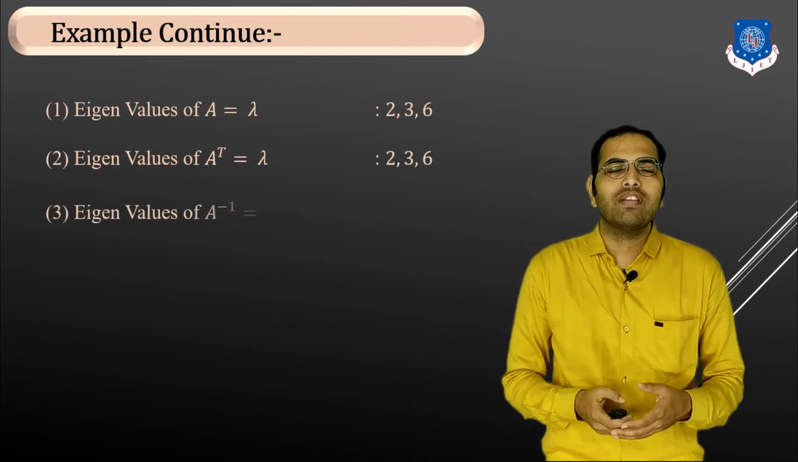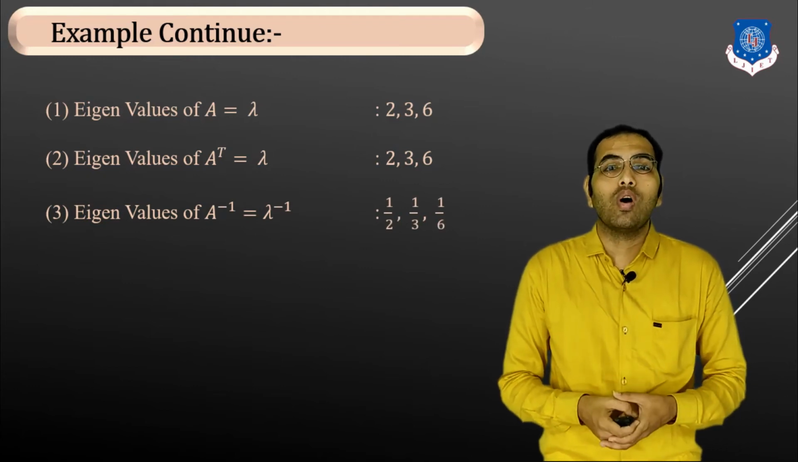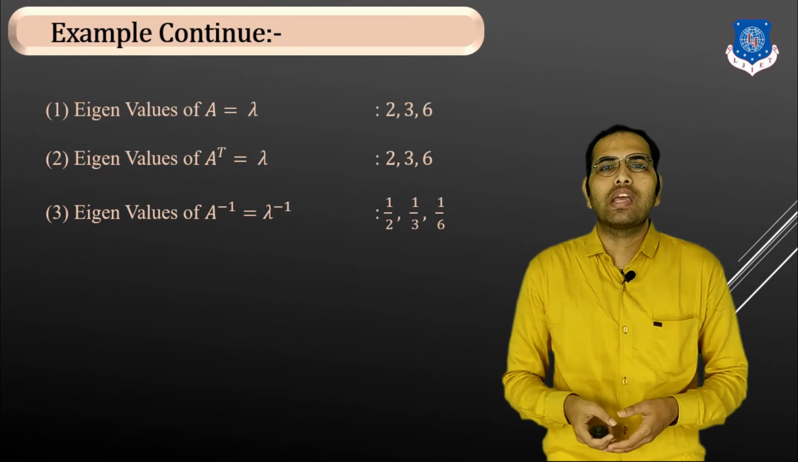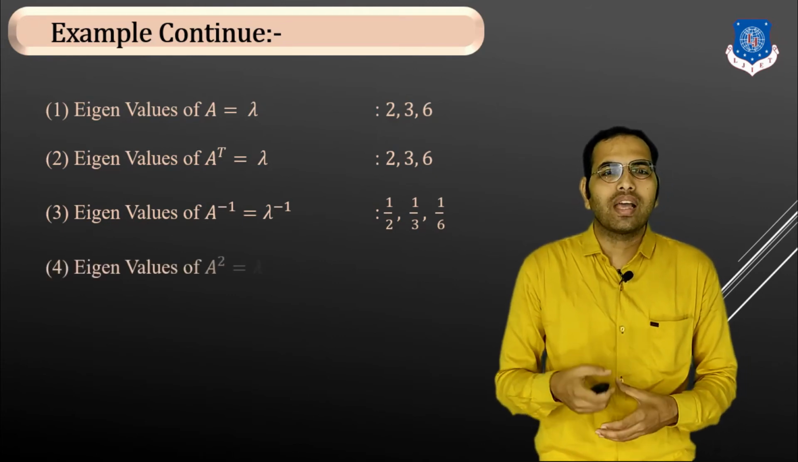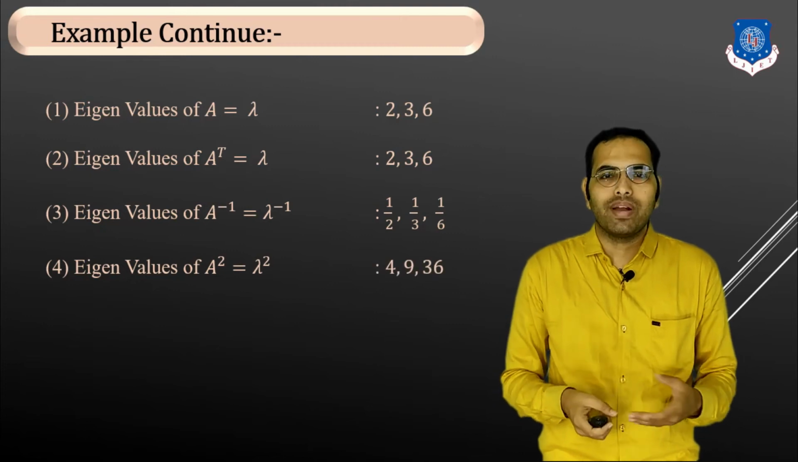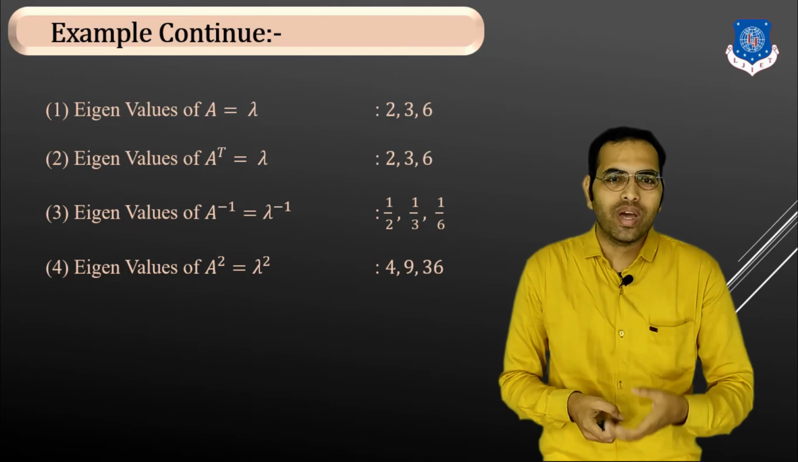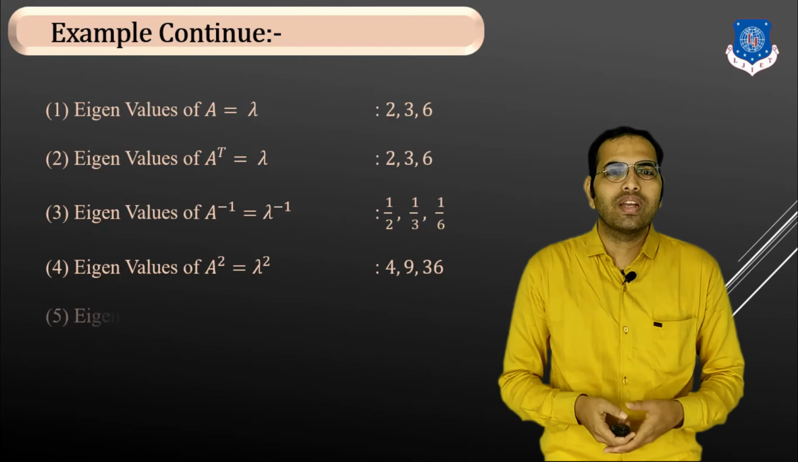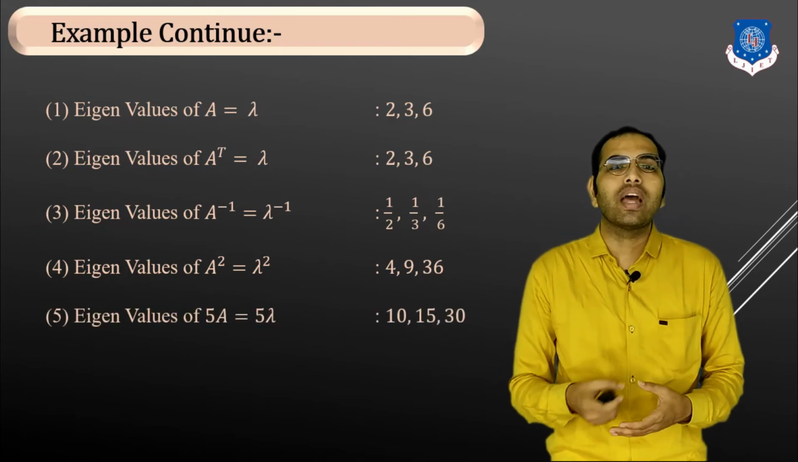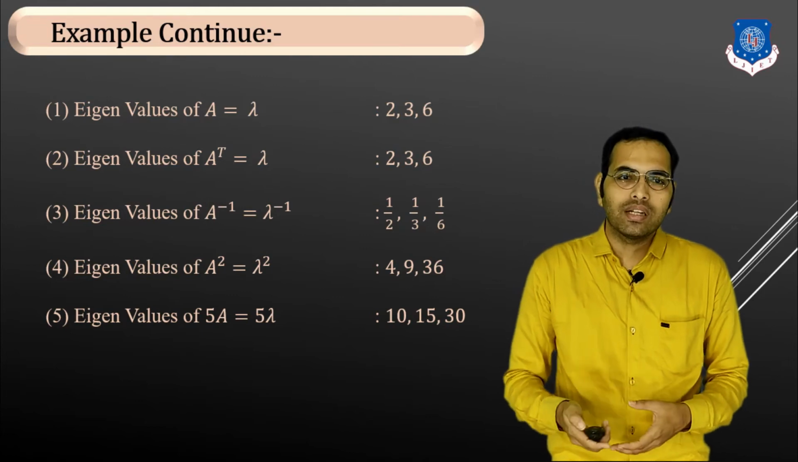Third one is eigenvalues of A inverse, that is lambda raised to minus 1, the reciprocal of the eigenvalues, that will give you 1 by 2, 1 by 3, 1 by 6. Fourth one is eigenvalues of A square, equal to lambda square, that is 2 square, 3 square and 6 square, that will give you 4, 9 and 36. Fifth one is eigenvalues of 5A, that is 5 lambda, that means 10, 15 and 30.